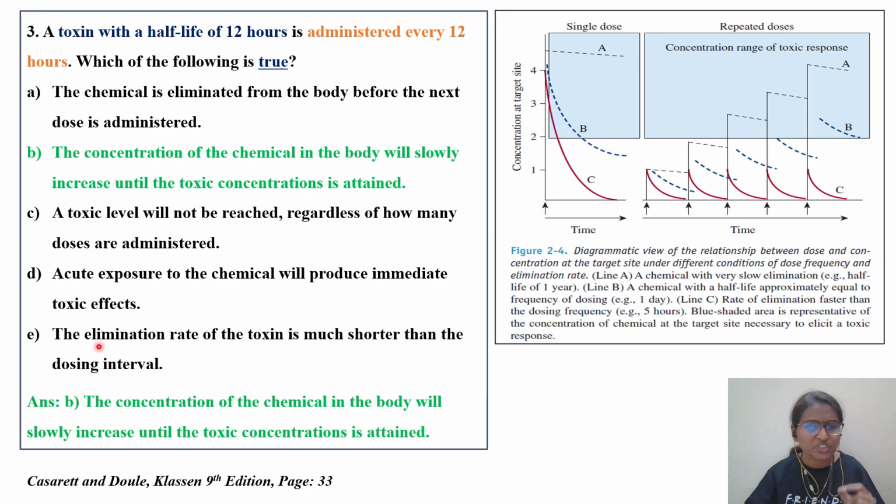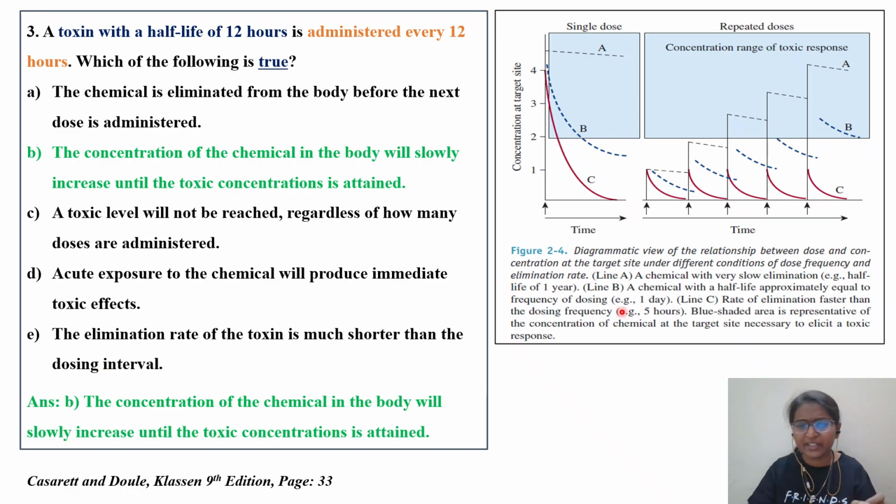Next we have option E: the elimination rate of the toxin is much shorter than the dosing interval. That's not true, because 12 hours is equal to 12 hours. So option E is also not applicable in this case. So the right answer will be option B.